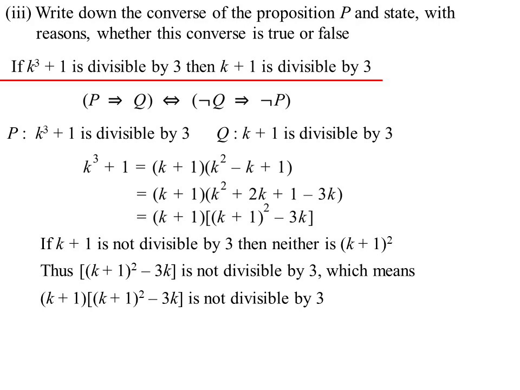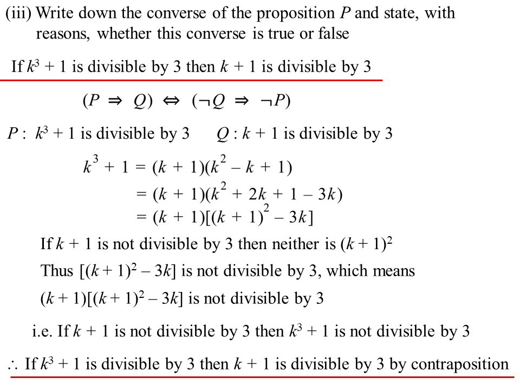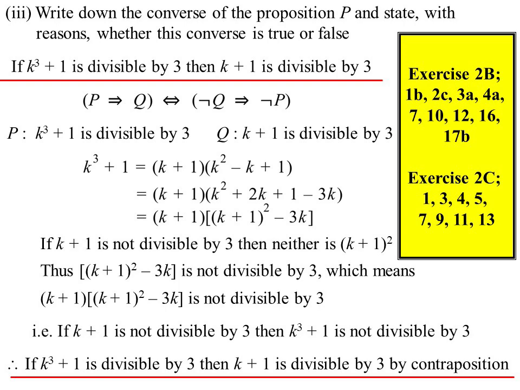Well, k plus 1 is not divisible by 3, and that second factor is not divisible by 3. That means the whole thing is not divisible by 3. I can't create this common factor. So I have now proven that if k plus 1 is not divisible by 3, then k cubed plus 1 is not divisible by 3. So by contraposition, if k cubed plus 1 is divisible by 3, then k plus 1 is divisible by 3. 2b and 2c, we'll look at different questions from that.